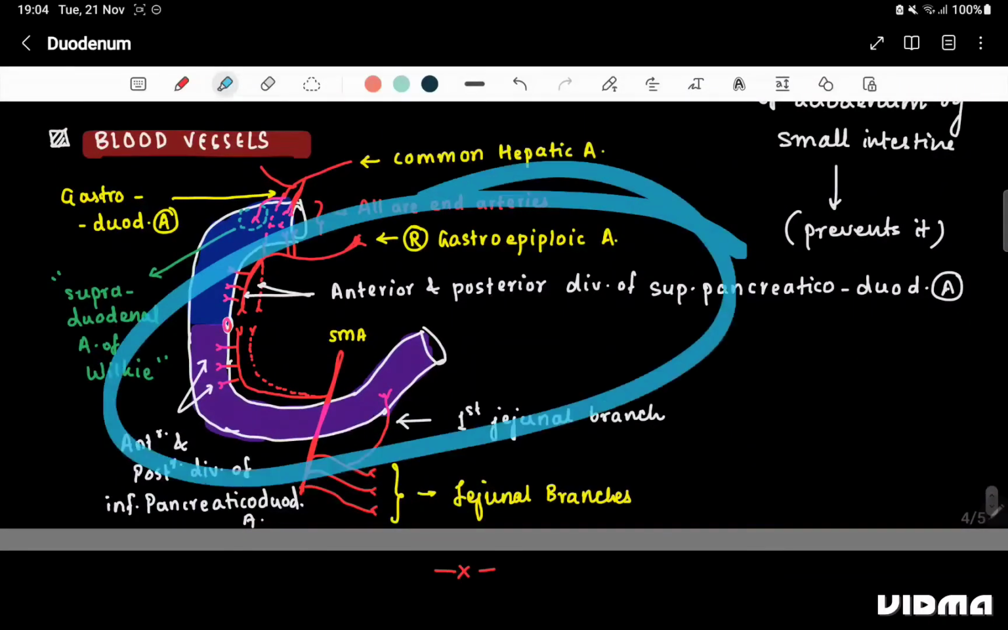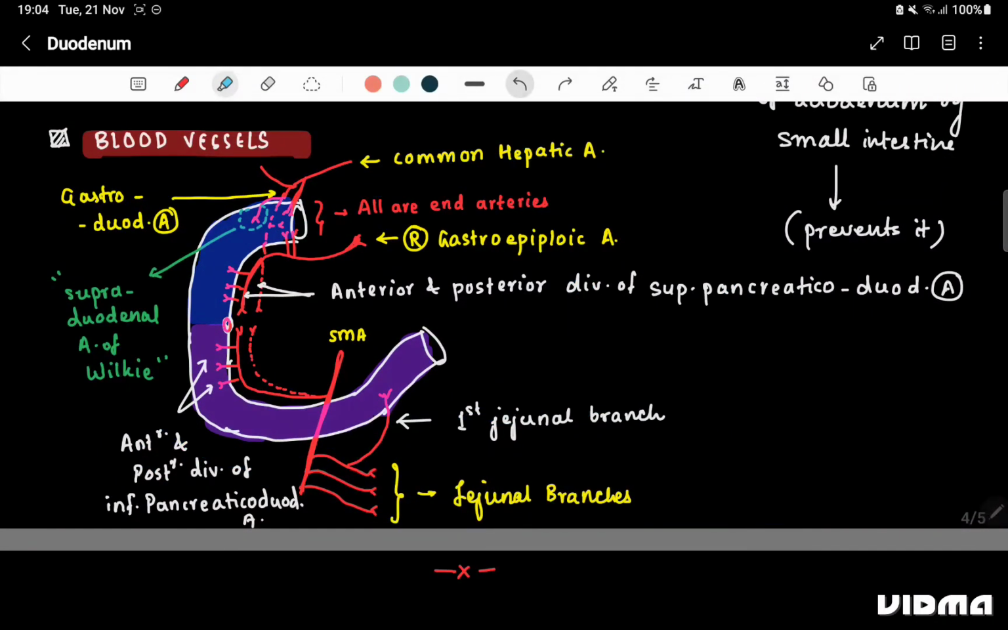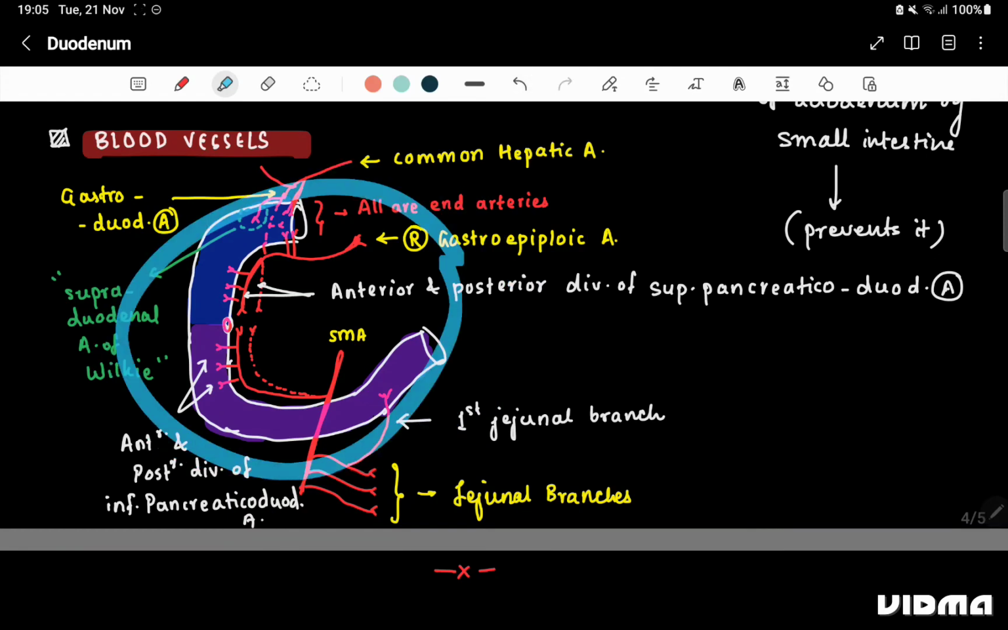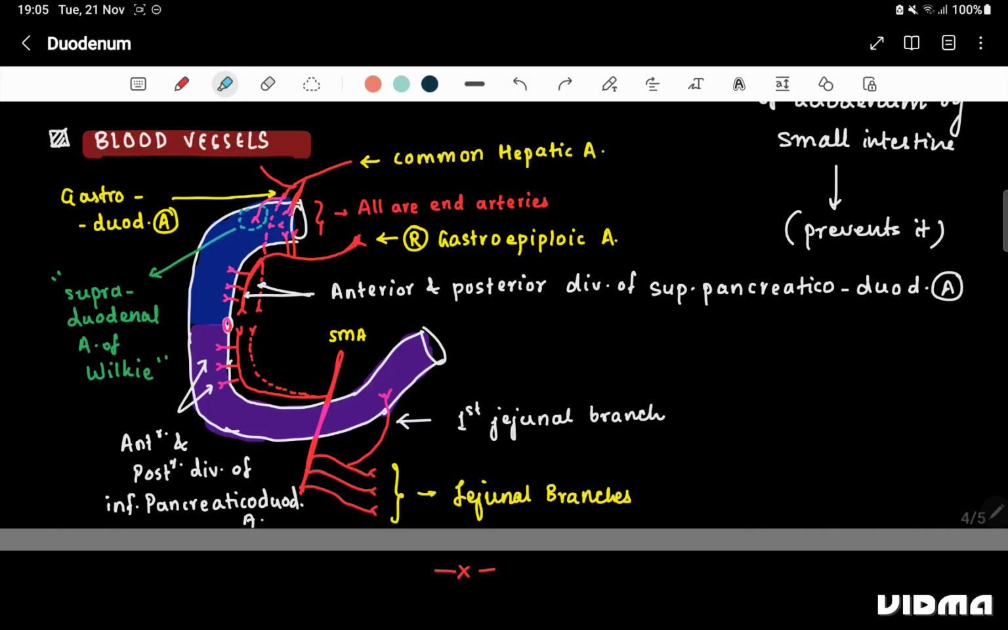I suggest you look at this diagram because it is not very clear here. I explained it, but chances are you haven't understood. So just refer to your book for more details and a more schematic structure. Understood? Then after the duodenum, let's move on to the next.